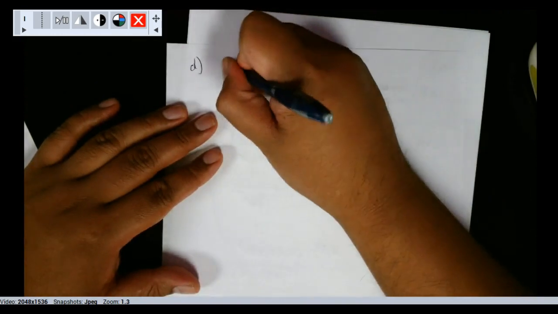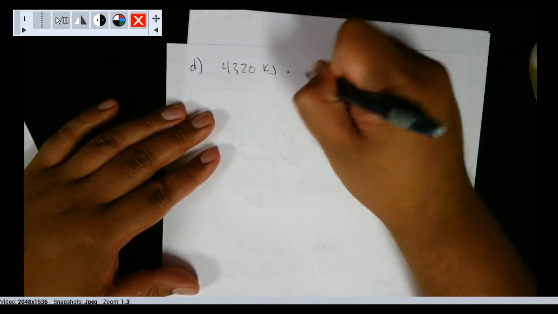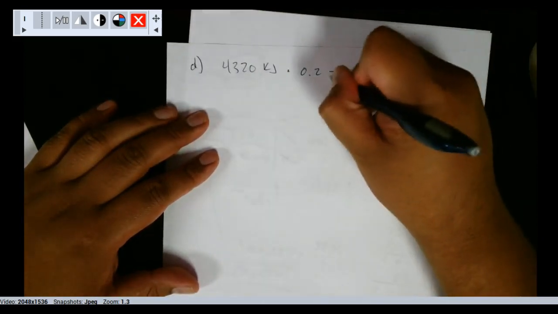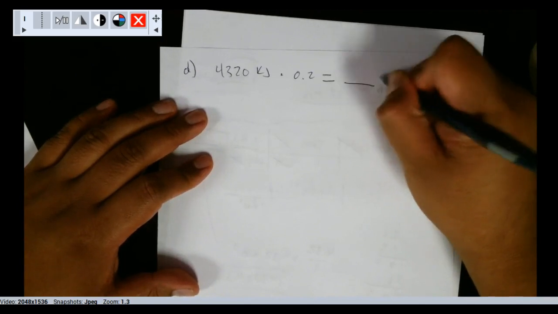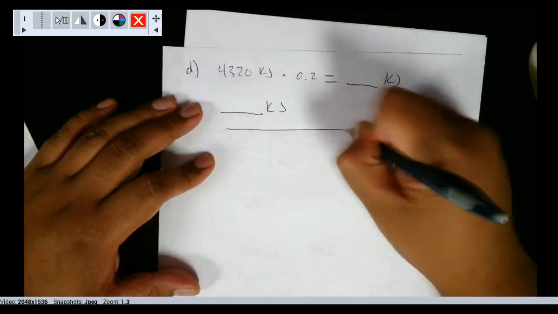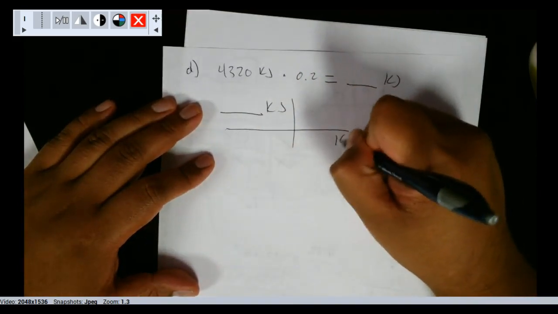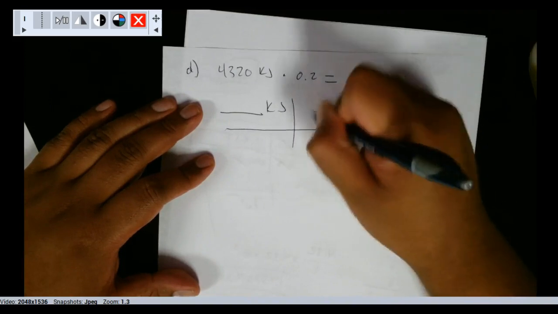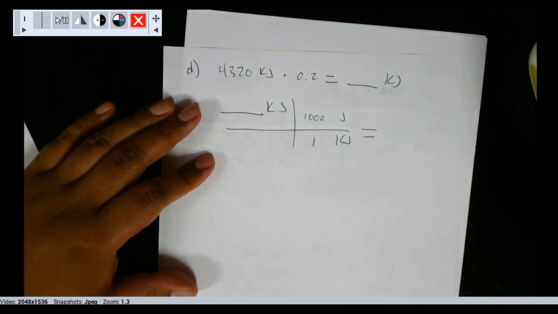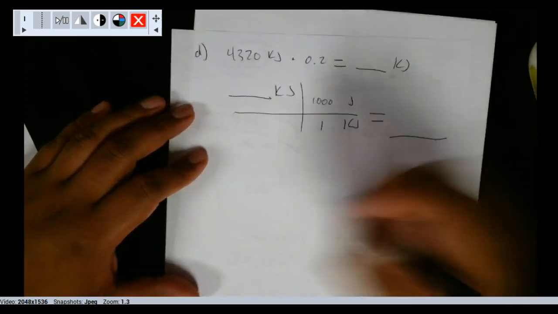So this is 4,320 kilojoules times 20% efficiency. Okay, and that's going to give us this in kilojoules. And then you need to take this in kilojoules, and then remember, 1 kilojoule is 1,000 joules. And that will give us our answer here. So I'll let you guys work out the math on part D.